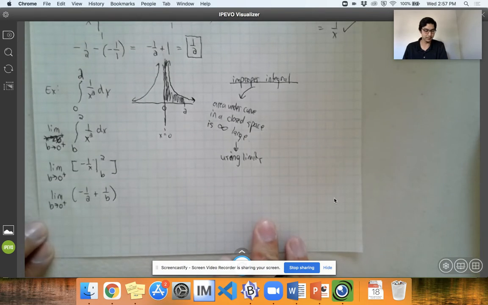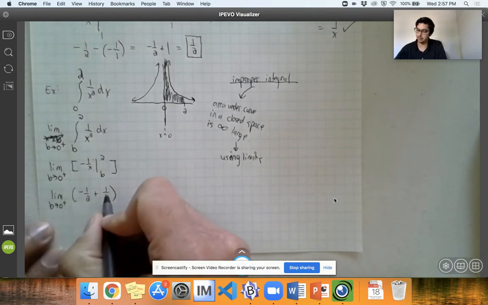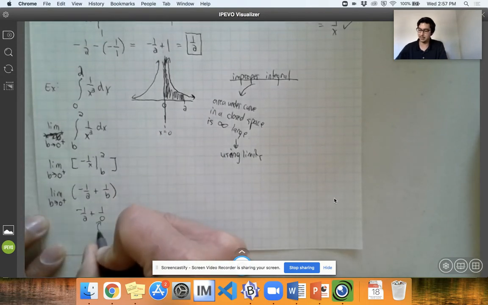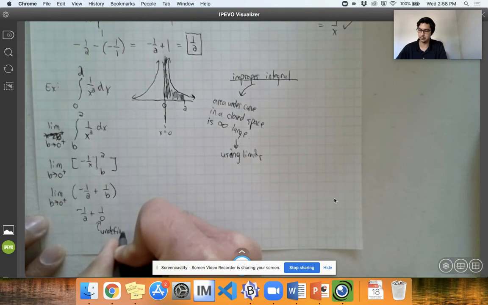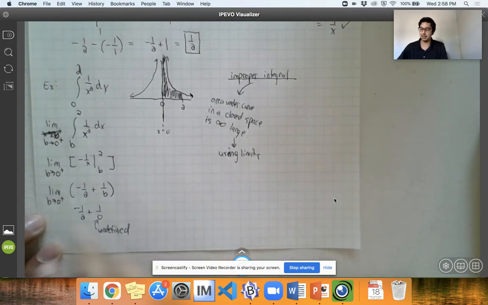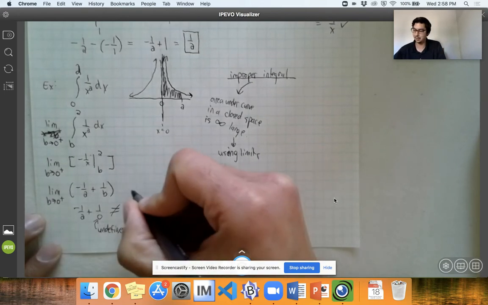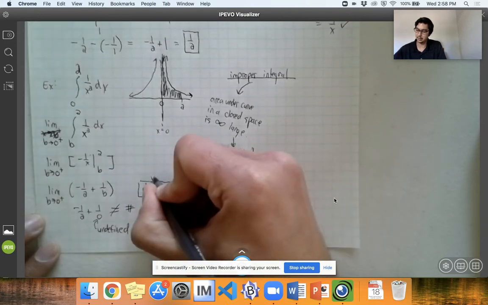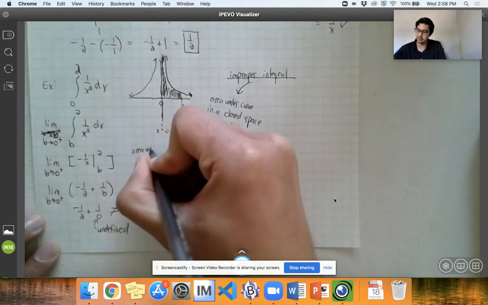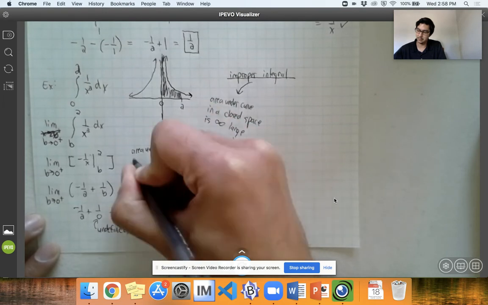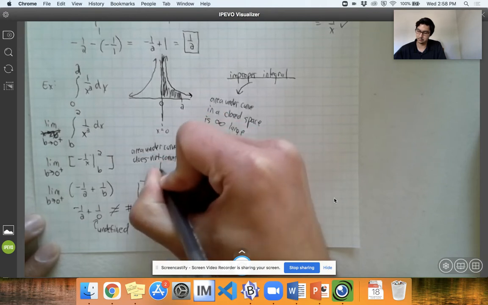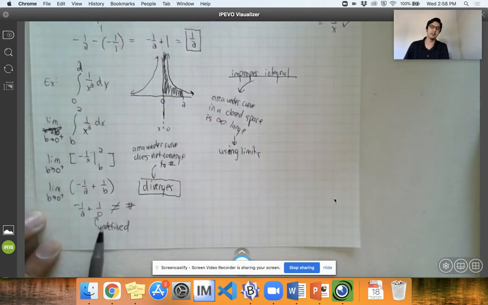But what happens here is if you plug in 0, you're going to get negative 1/2 plus 1 over 0 if you evaluate that limit now. Well, that is undefined. So what does that mean? That means that this does not equal a number. And what we call that is that it diverges. The area under the curve does not converge to a number. And you can see that in our work here, we got undefined.